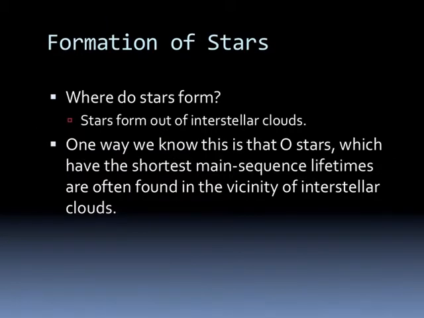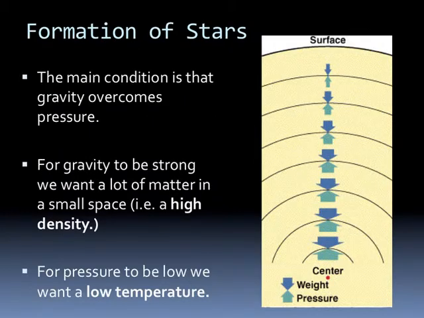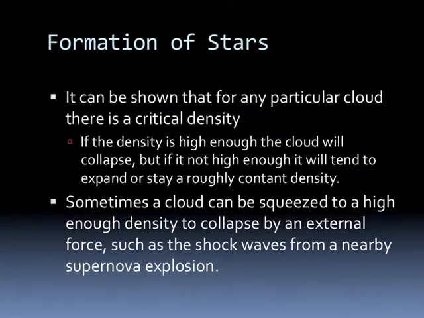So where do new stars form? Stars form out of interstellar clouds. One way we know this is that O stars, which have the shortest main sequence lifetimes, are often found next to interstellar clouds. The main condition for the formation of stars is that gravity overcomes pressure. For gravity to be strong, we want to have a lot of matter in a small space, a high density. For pressure to be low, we need a low temperature. It can be shown that for any particular cloud, there's a critical density. If the density is high enough, the cloud will collapse. But if it's not high enough, it'll tend to expand or stay at roughly constant density.